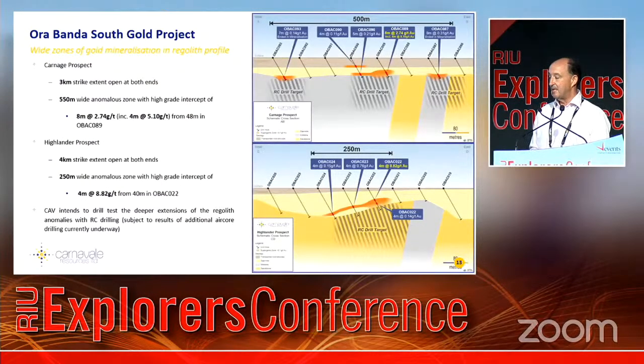To give you an idea as to what this might look like in section, this is the 500 metres, and we've got these anomalies in the saprock at the base of the drilling. Again, the cover is very quiet, the saprolite's very quiet, and it requires detailed unpicking to get the maximum out of the opportunity. And so down at Highlander, this one's 250 metres, and again, some strong intercepts there with 4 metres at nearly 9 grams.